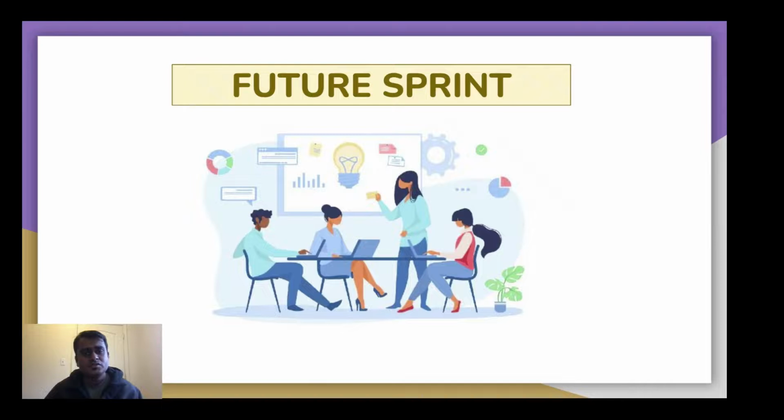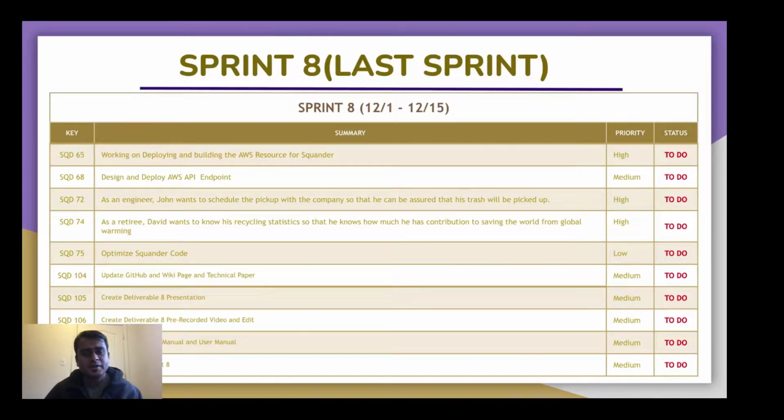The next is the future sprint. The future sprint is sprint 8, which is the last sprint, and which has user stories ranging from XQD65 to XQD108. The first user story states working on deploying and building the AWS resource for Squander, whose priority is high. And the next one is XQD68, which states design and deploy the AWS API endpoint, which we'll be using in the app to communicate with the model, whose priority is medium.